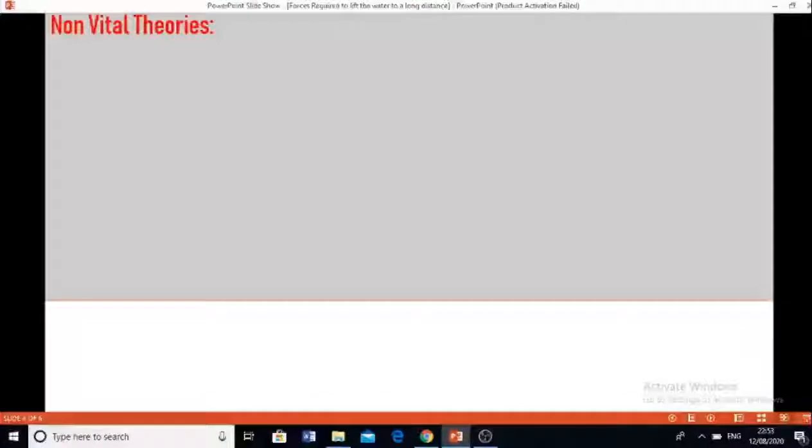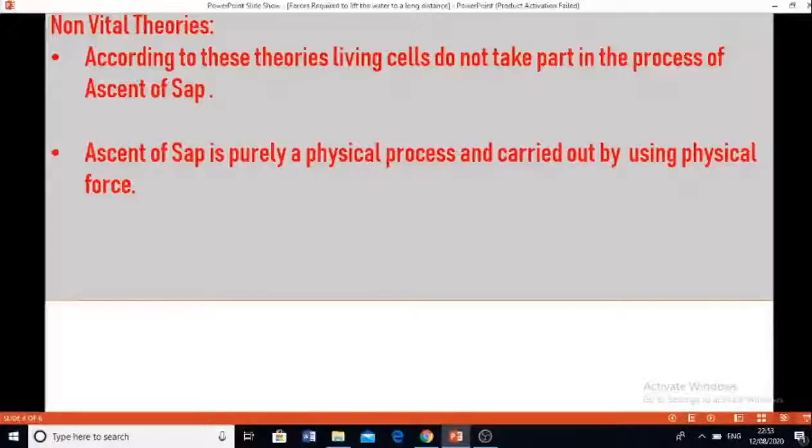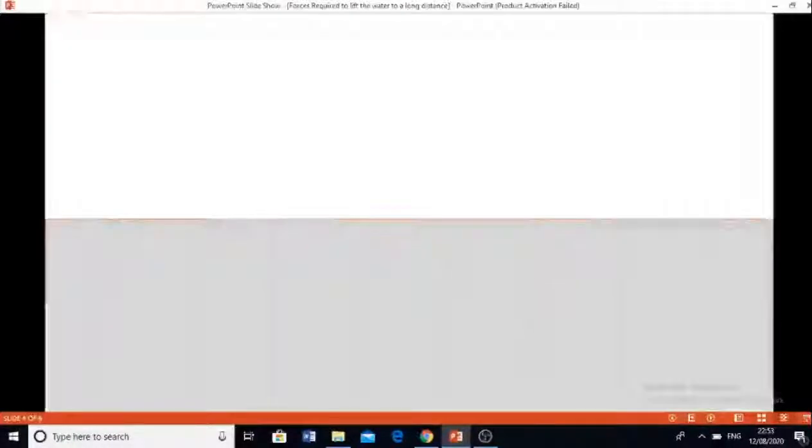The next one is the non-vital theories. According to these theories, living cells do not take part in the process of ascent of sap. Ascent of sap is purely a physical process and is carried out by using physical force. There are two theories, capillary theory and atmospheric pressure theory. We see in detail the capillary theory.